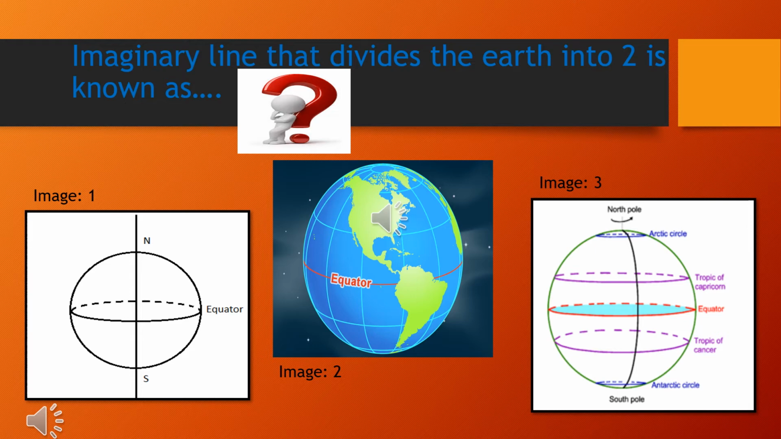The northern half of the earth is known as the northern hemisphere, and the southern half is known as the southern hemisphere, and they both are equal halves. The equator is an imaginary line and is a very important reference point to locate places on the earth.